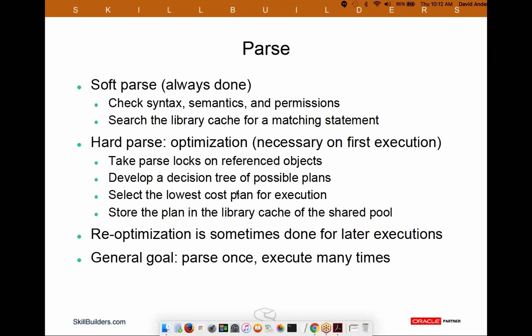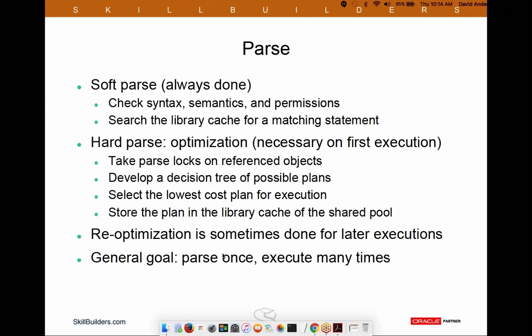In a very simple statement like select asterisk from department, there's not a lot of choices, right? But in a very complex statement, maybe a page worth of select statement, there are a lot of possible plans. And actually, by default, I think the optimizer will look at 2,000 different possibilities. So you can imagine how long it might take to do this optimization. Then it selects the lowest cost plan, and then it stores that lowest cost plan in the library cache. Reoptimization is sometimes done for later execution, but that's an advanced concept that you would learn in the 3-day class.